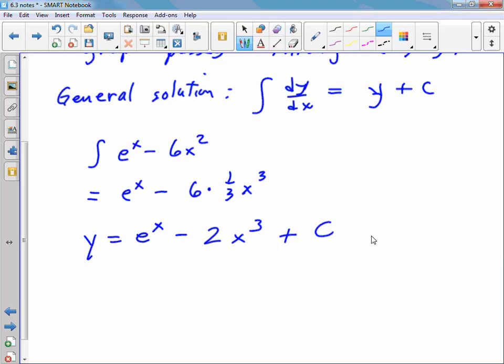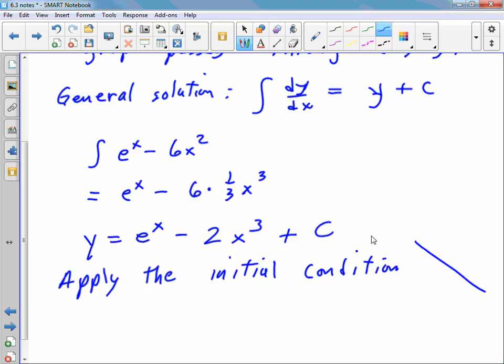Okay. Now let's apply the initial condition. Which was what? Yeah, passing through (1, 0). I don't know if that's what it looks like. Doesn't matter. Okay, passing through (1, 0). So what's that going to look like?